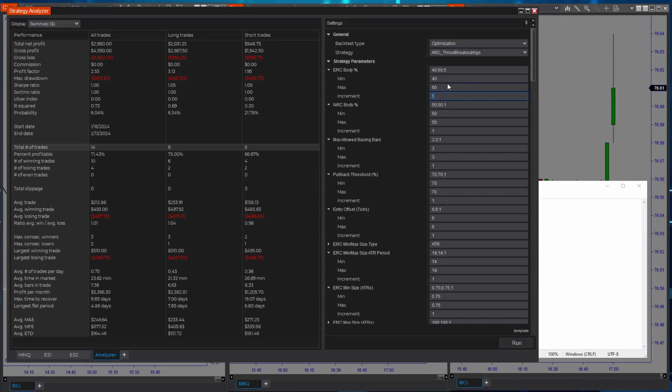I'm being obnoxious on purpose, because you're going to get a whole whack load of backtests and it's going to take forever. So don't do that. So we'll set this 40 to 60 by 5.